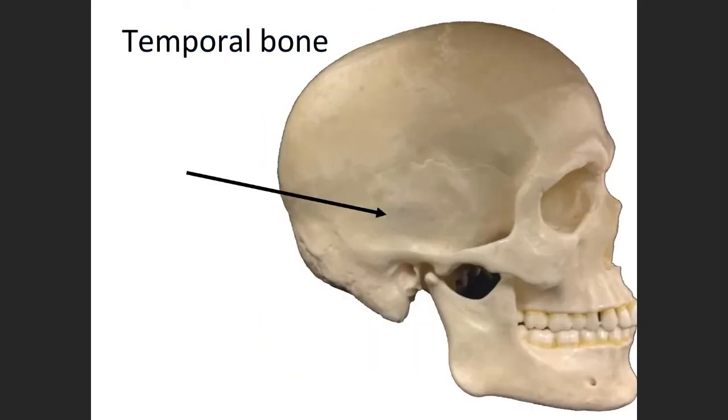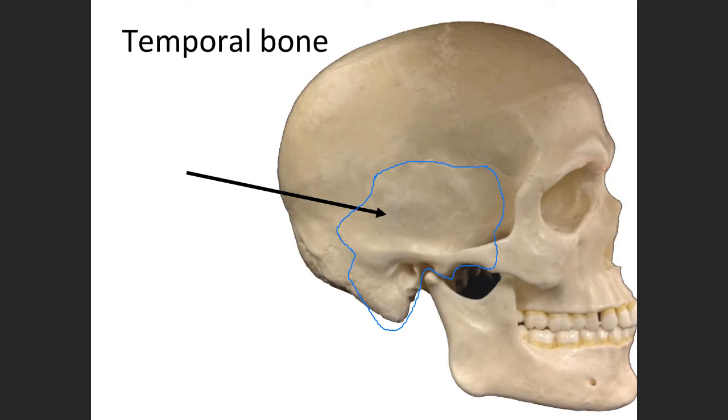Tough to see. That's why it's always easier to use the colored models. This right here is our temporal bone, part of that, all kind of within here. It's not the best drawing, but there's your temporal bone.